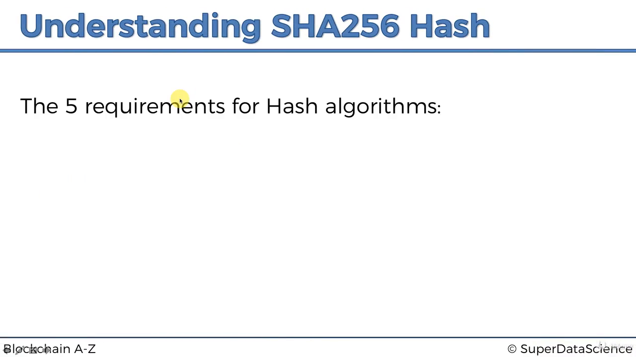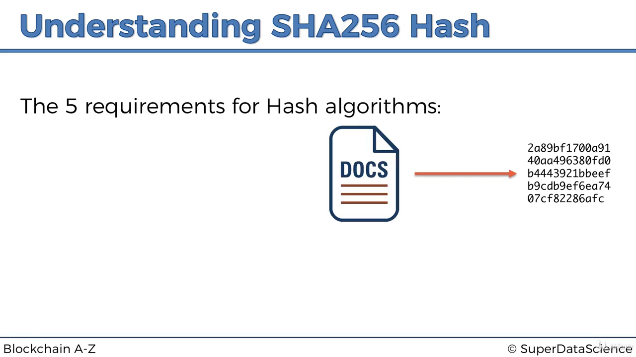Okay, so the five requirements for hash algorithms. SHA256 is not the only one. There are other algorithms, SHA256, SHA3, and you could come up with a hashing algorithm. However, there are certain requirements for it to be useful. Number one is it has to be one way.